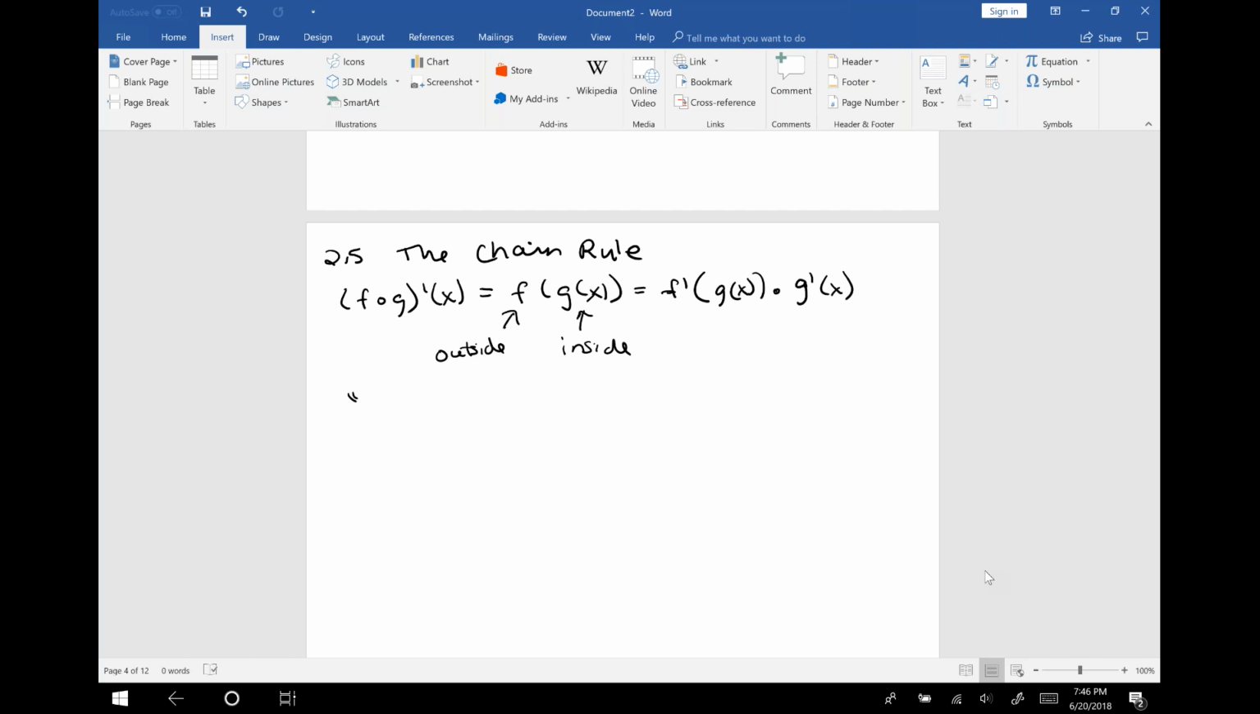So if we're going to think about that in words, this means the derivative of the outside evaluated at the inside means that we're just going to copy that inside function times, so we're going to multiply it by the derivative of the inside.